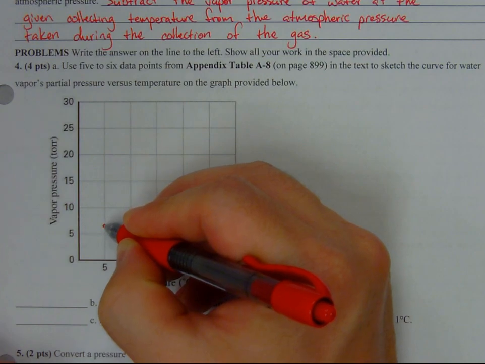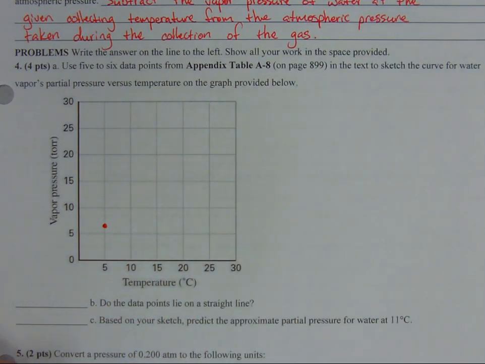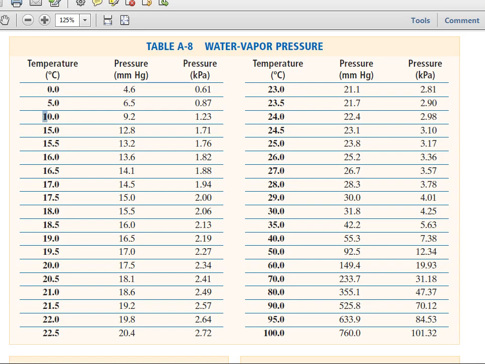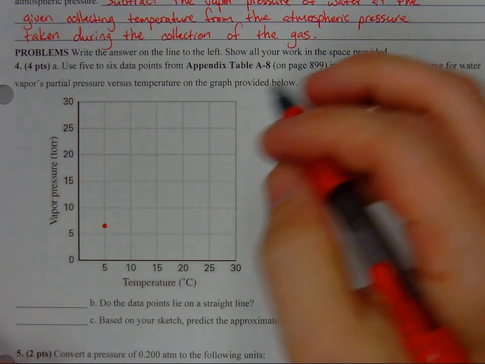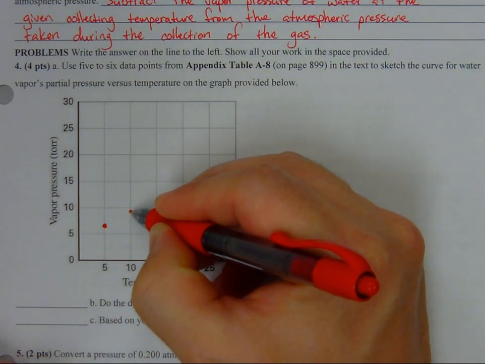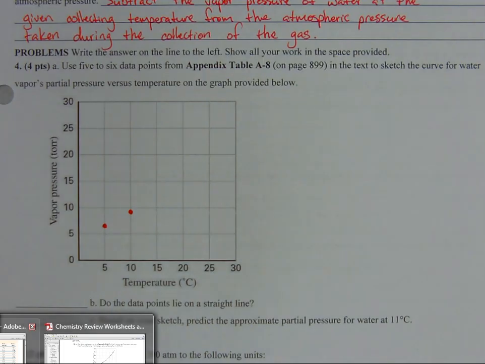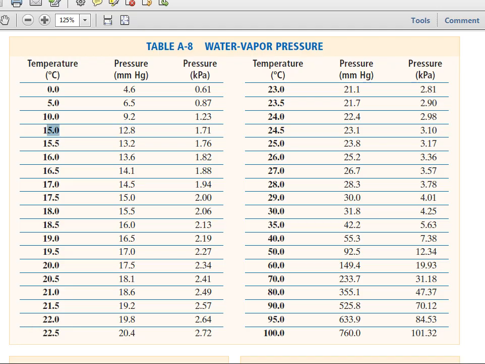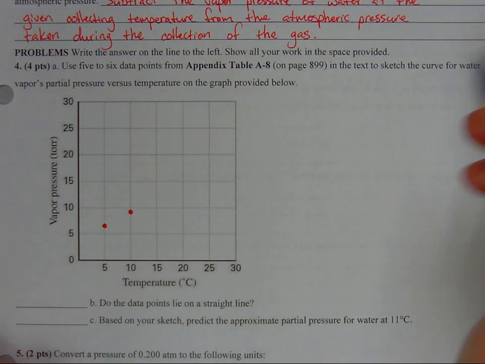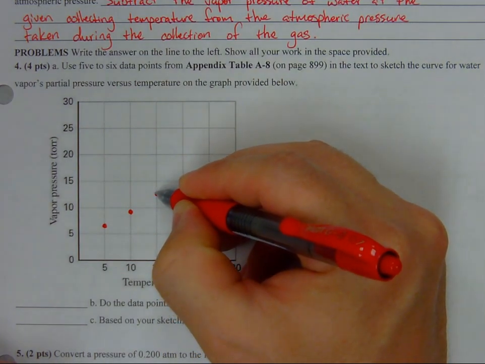Guess about right there. Next, I'll go to 10 for 9.2. Oh, we're getting a lot closer here. Next up, I'll do 15. 15 degrees, 12.8. Oh, gosh. Maybe right there.